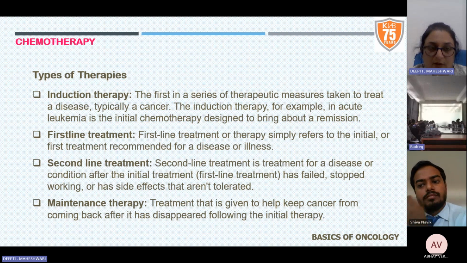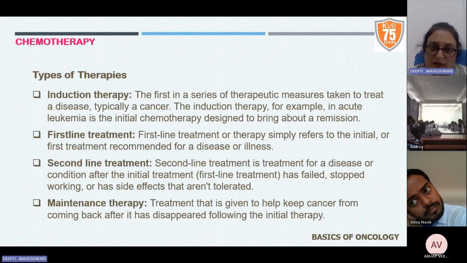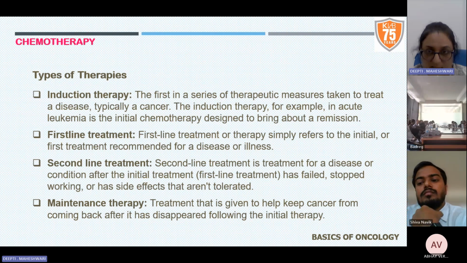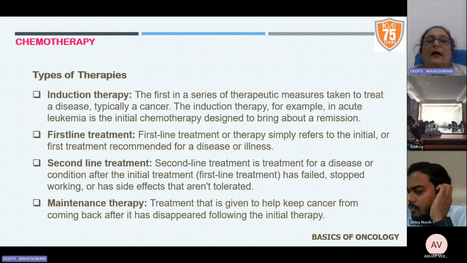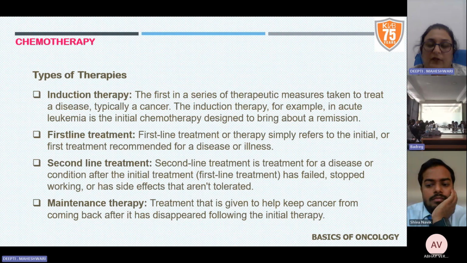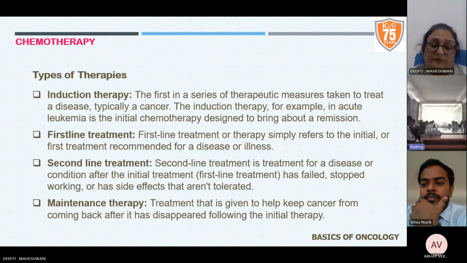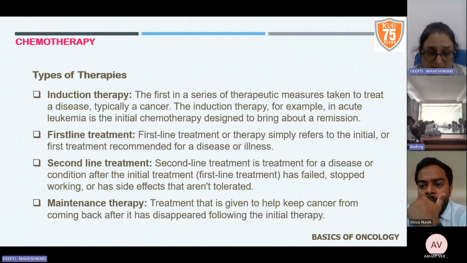So I have just given you these terms so that you understand the indications in a better way. So what is induction therapy? The chemotherapy that is given to the patient for the first time. Okay. And what is first line? The chemotherapy you give to the patient when the disease has metastasized.